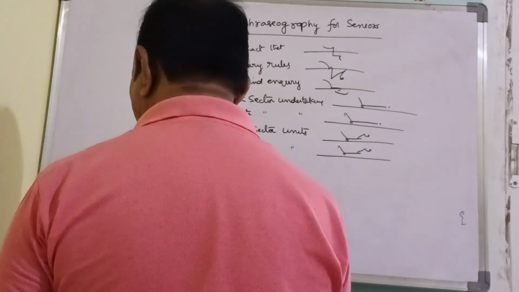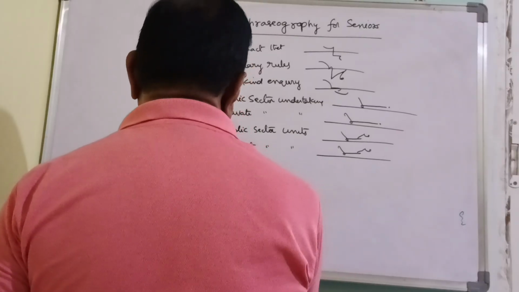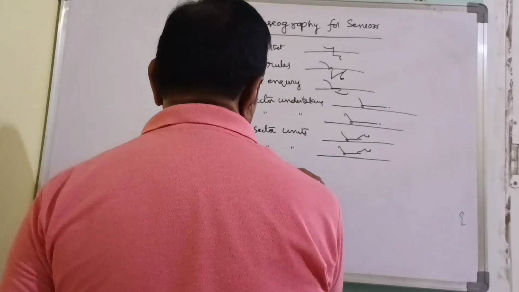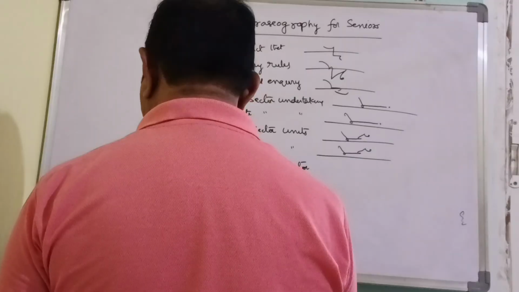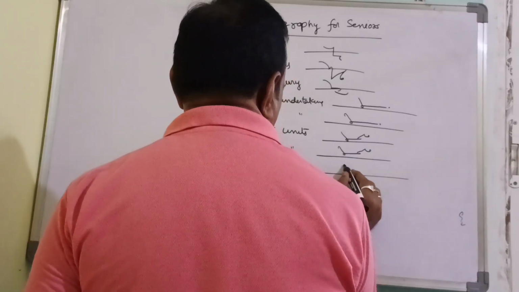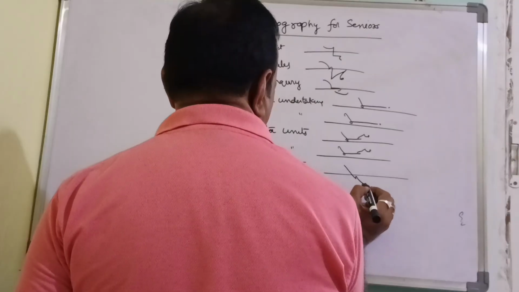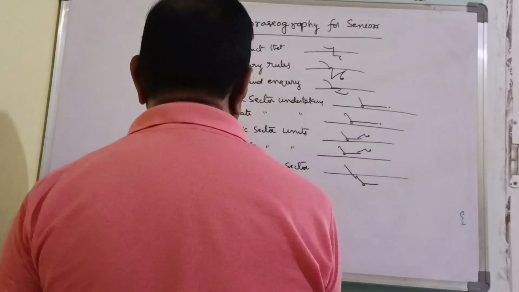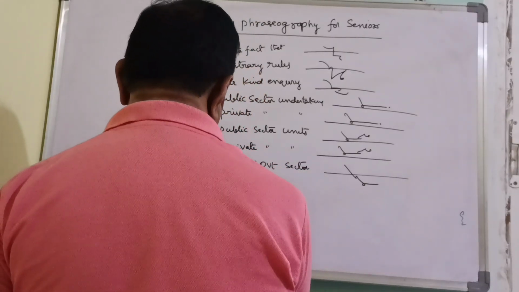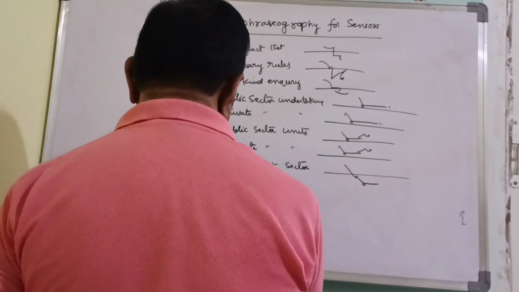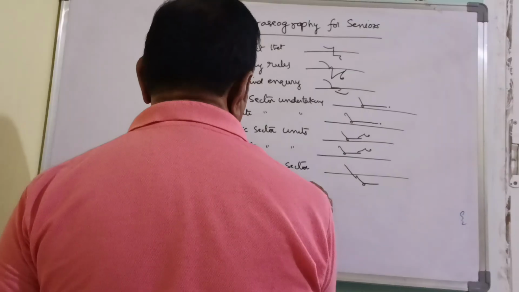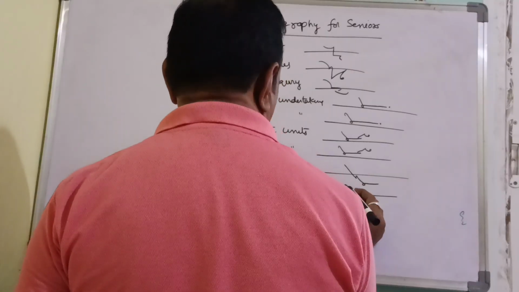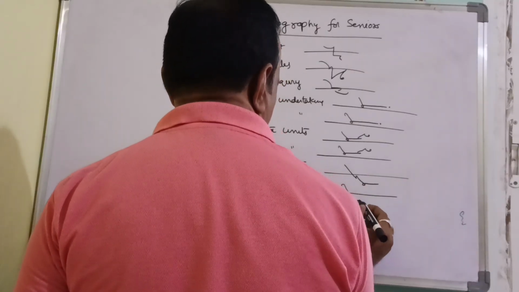Then public and private sector. If they give public and private sector combined, see, public and private sector, like this you can write it. Then private and public sector, private and public sector.